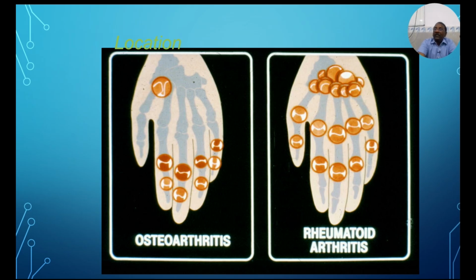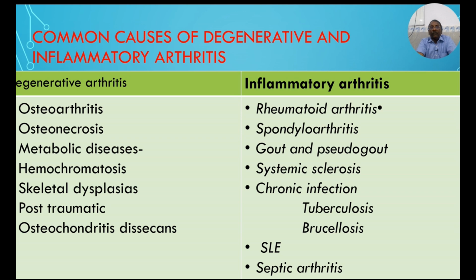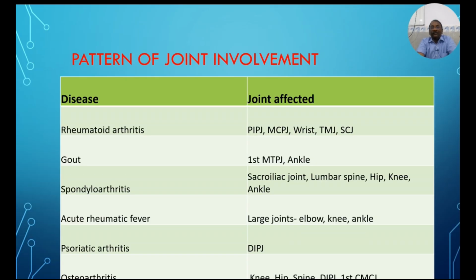See the involvement here. In osteoarthritis, it is the distal interphalangeal joints that are involved, whereas in rheumatoid arthritis, it is the metacarpophalangeal joints, proximal interphalangeal joints, and also the wrist joints. So these are the different causes of degenerative arthritis, and these are the different causes of inflammatory arthritis. These two we already discussed.